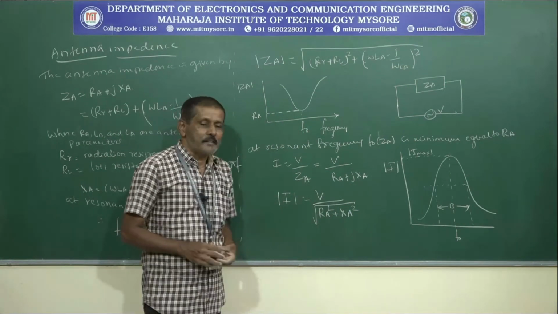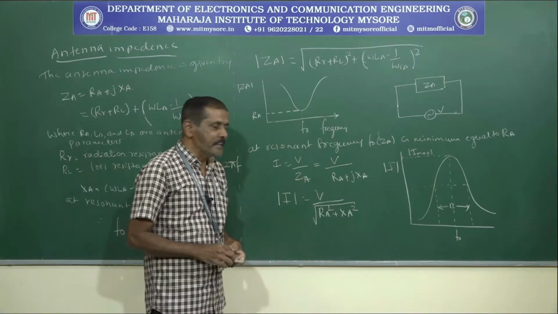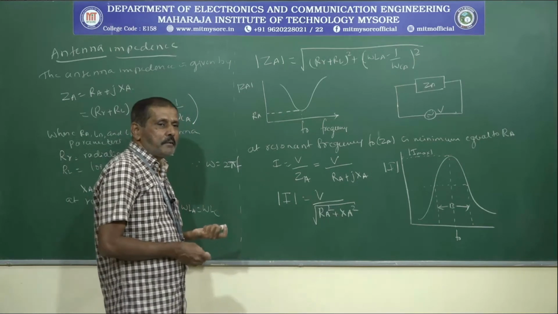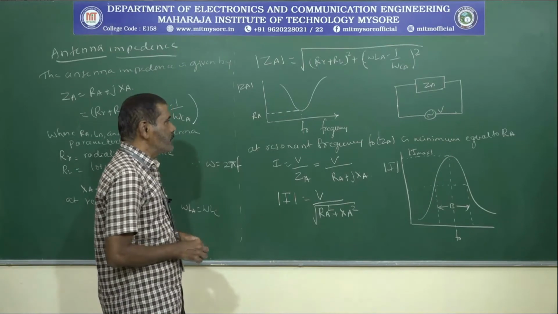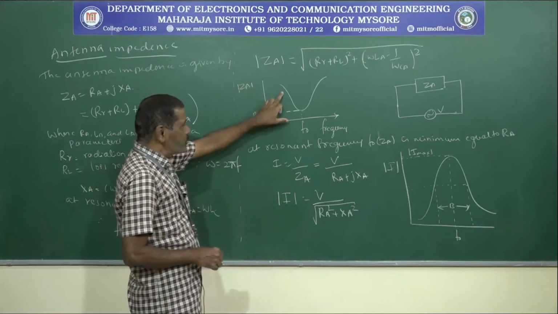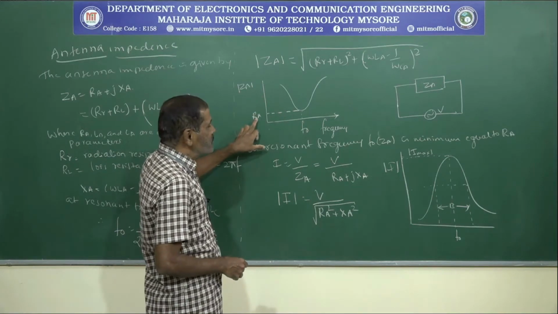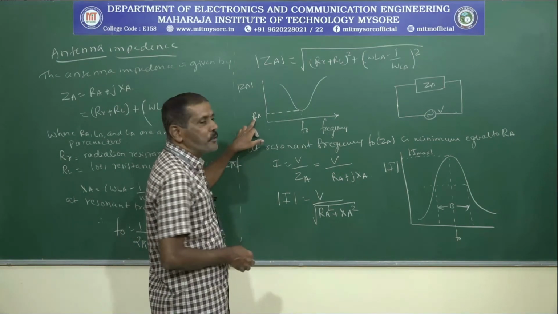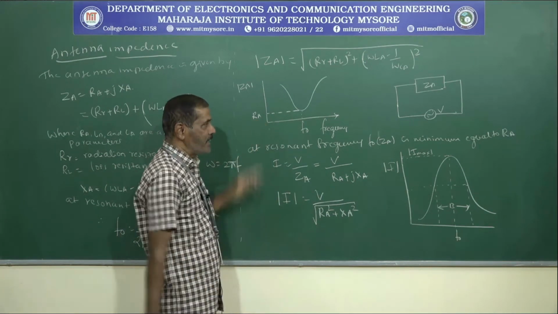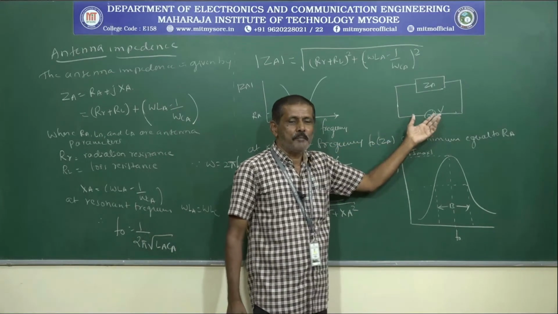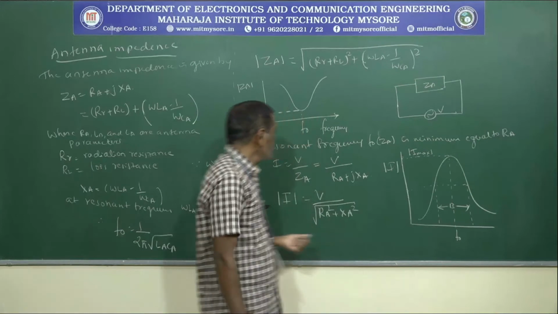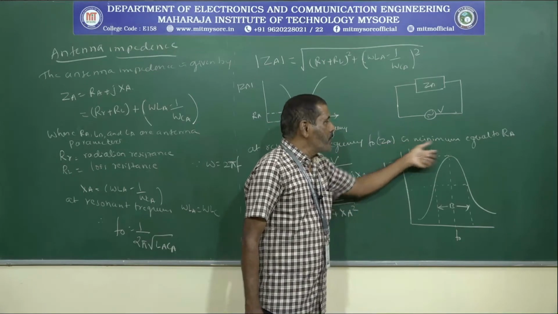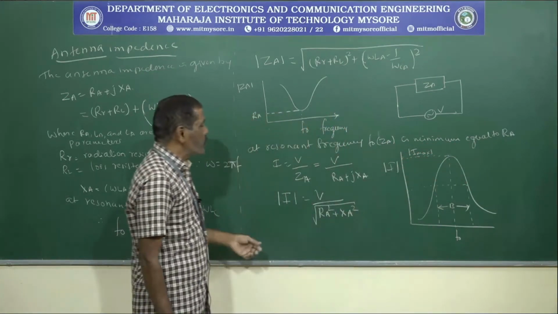As you know, at resonant frequency the antenna impedance is minimum and that value is equal to RA, because the inductive reactance and capacitive reactance are equal and cancel each other. That is, at resonant frequency the antenna impedance is minimum, equal to only the resistive component RA. And this is the equivalent circuit of your antenna when it is resonating. At resonant frequency, ZA, that is the antenna impedance, is minimum and equal to RA.